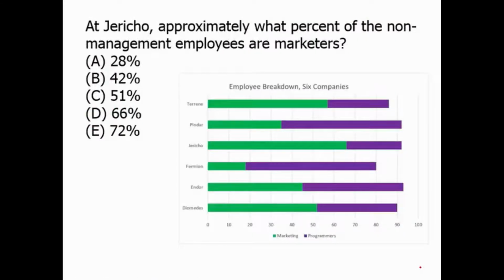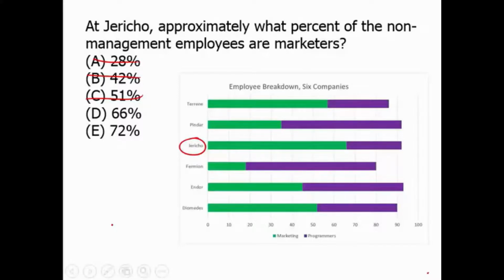At Jericho, approximately what percentage of the non-management employees are marketers? So we're looking at the Jericho bar. And here we can do some real approximation. This green bar is what percent of the whole bar? Well, certainly that green bar is huge. It is way more than half. And so it's definitely not going to be 51% or anything smaller. So we're down to a choice between 66 and 72.